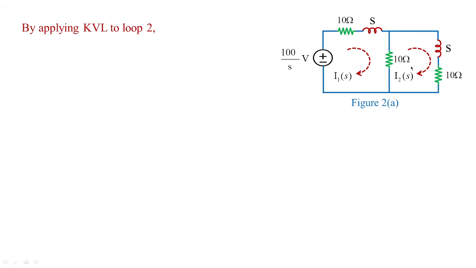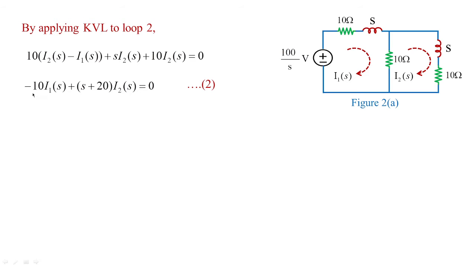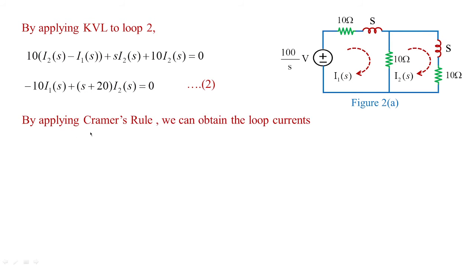Now applying KVL to loop 2, that is this particular loop, I'm going to get 10 I2 of S minus I1 of S plus S I2 of S plus 10 I2 of S is equal to 0. Again, taking the like terms and unlike terms one side, we are going to get minus 10 I1 of S plus S plus 20 I2 of S is equal to 0. Now from equation 1 and equation 2, with the help of Cramer's rule, we can find out I1 of S as well as I2 of S.